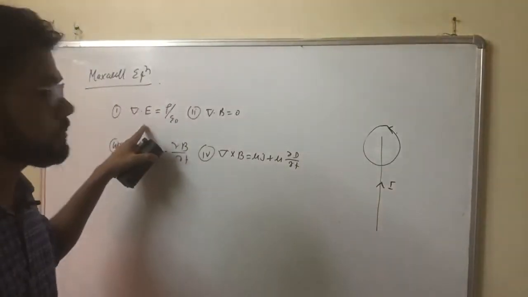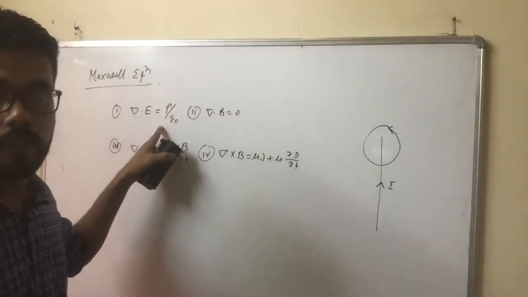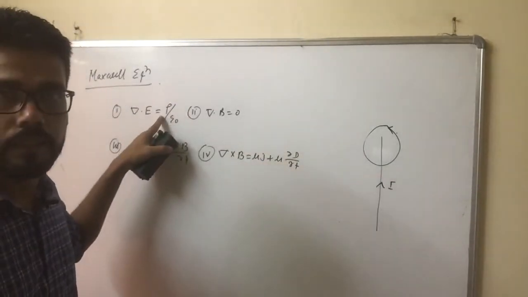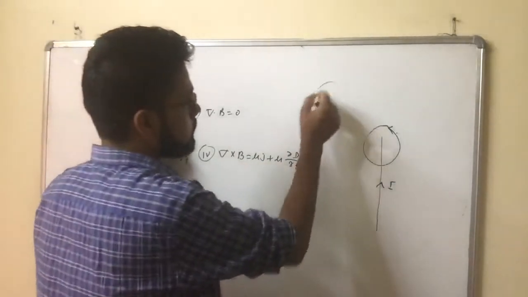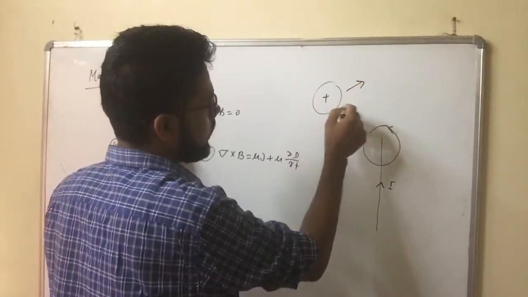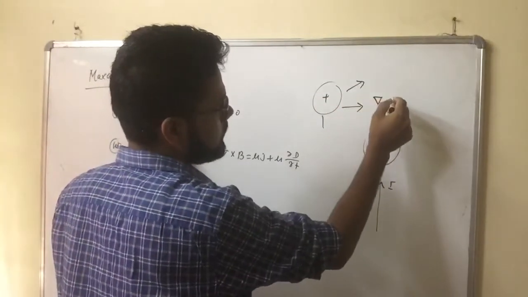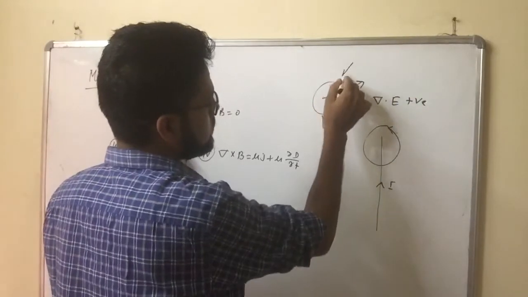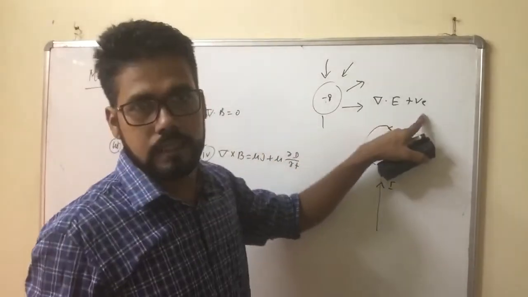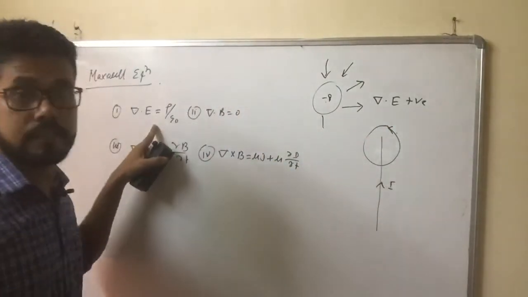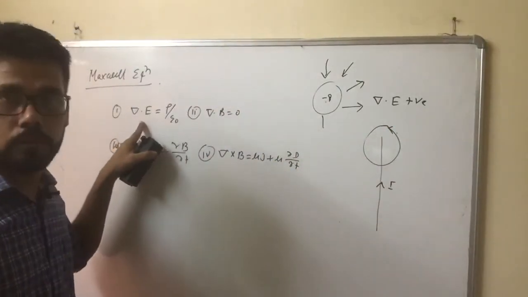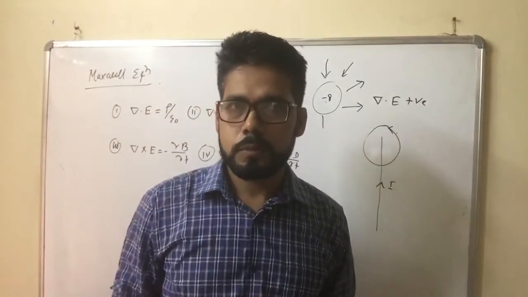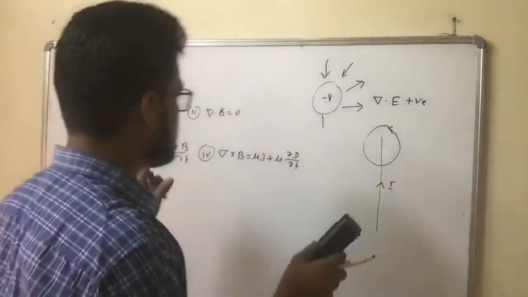But similarly here, if divergence of E is not 0, that means there is a positive outward flux. It may also be negative. If the source is positive, suppose this is a positive charge, then the flux is outward and divergence of E is positive. Suppose it is a negative charge, then the flux is inward and it will be negative. That this is not 0 means an electric monopole exists. That we know: we can get an electron, we can get a positron, a positively charged particle. So this is the meaning.